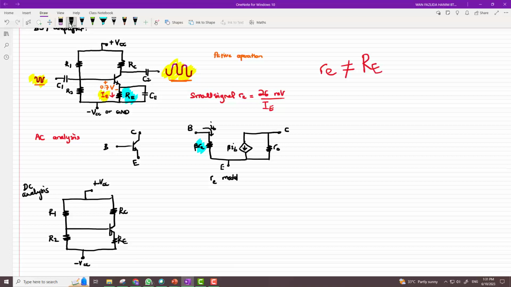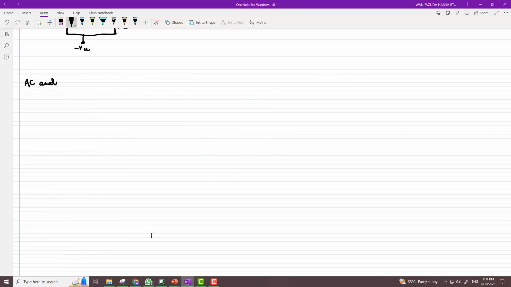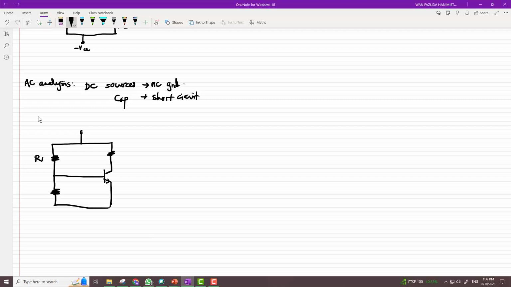In AC analysis, when I redraw the circuit, all DC sources become AC ground and all capacitances become short circuit. So if I redraw my earlier amplifier, it will look like this. Still have R1, R2, RC, but RE is bypassed, so it's effectively not there for my AC analysis. Ground is ground, and any DC sources also become ground. Vin, okay?